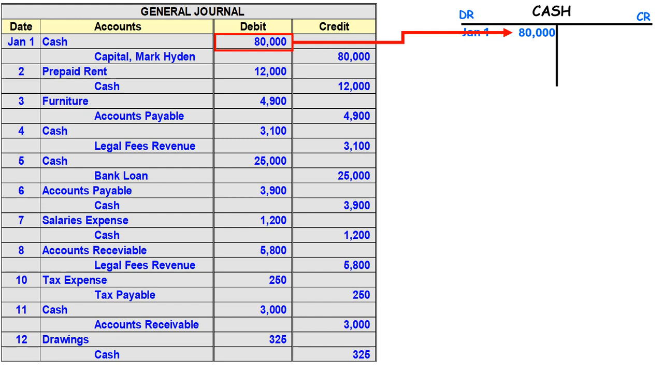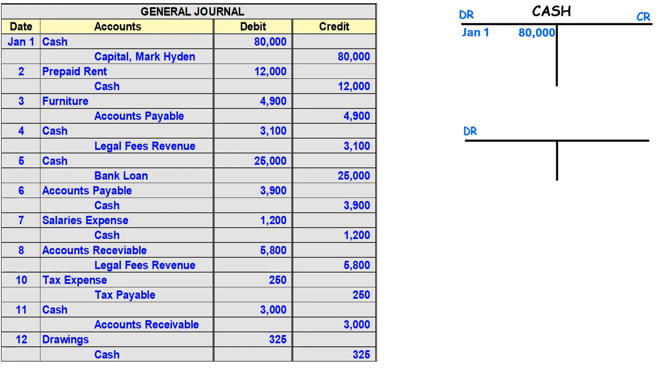So you copy onto the T account the way you read the journal entry. If you read the journal entry, it would be on January 1st, cash 80,000 debit. So you take that information and put it in the T account on the debit side. So let's look at the next line of the entry.